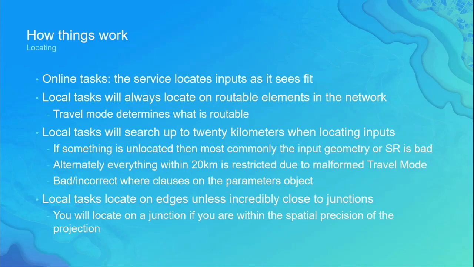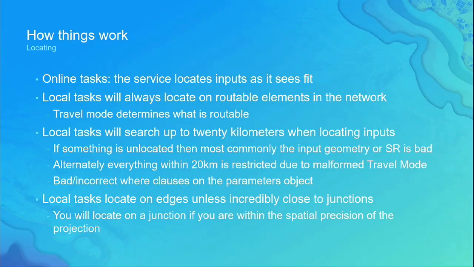When things aren't located, usually one of the most common reasons is either your geometry is bad, or you've set the wrong spatial reference. So you, for example, give us coordinates in a geographic coordinate system, but you say it's in web Mercator. And so it basically goes to 0, 0, and it's hanging out by Africa. So that's one of the most common problems.